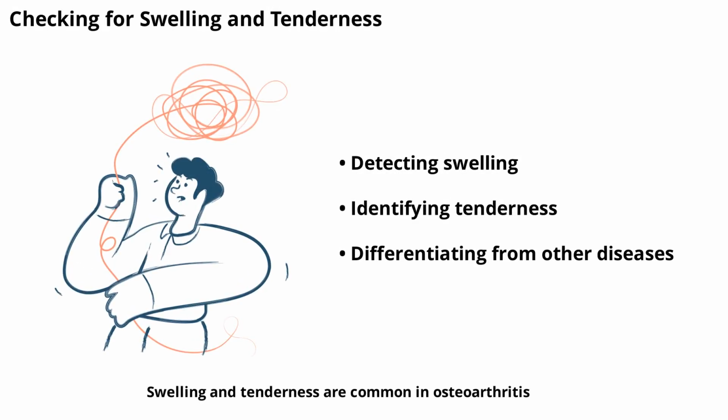Swelling and tenderness are common in osteoarthritis, especially during flare-ups. The doctor gently presses around the joint to identify areas of tenderness and swelling. This helps distinguish osteoarthritis from other inflammatory joint diseases, which may present with more pronounced swelling or warmth. Identifying these signs is important for confirming the diagnosis and ruling out other conditions that can mimic osteoarthritis symptoms.